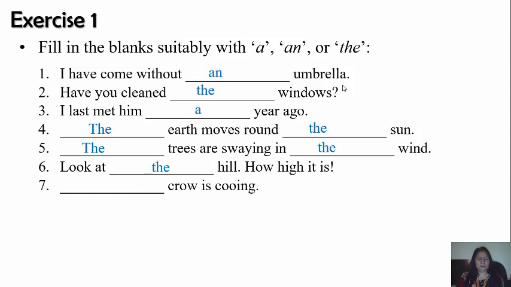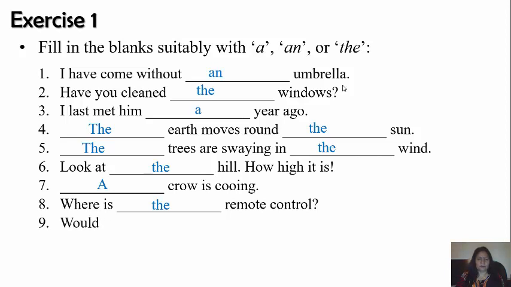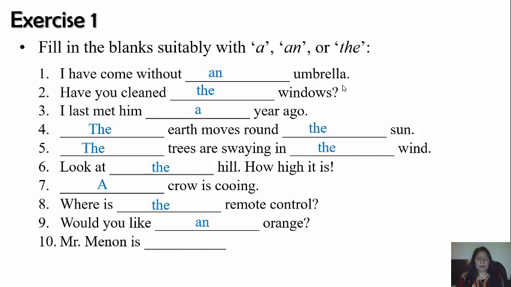Now, a crow is cooing. Where is the remote control? This is some particular remote control. Would you like an orange? Mr. Manon is an honest man.